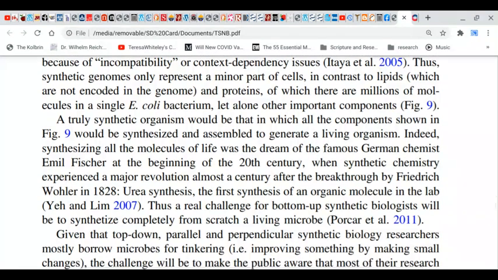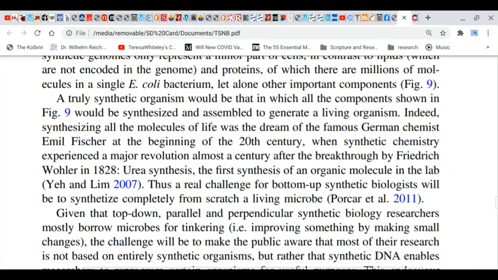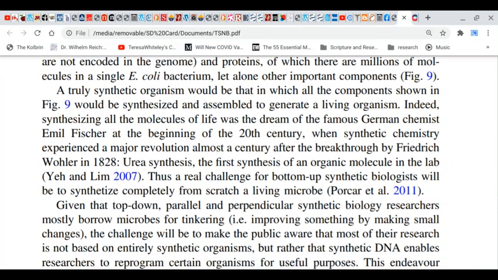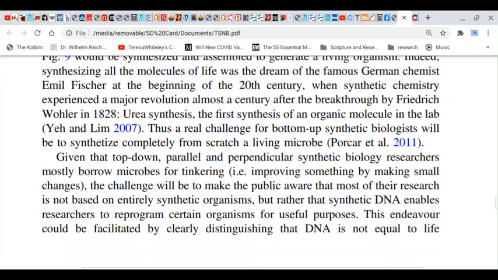Indeed, synthesizing all the molecules of life was the dream of the famous German chemist Emil Fischer in the beginning of the 20th century, when synthetic chemistry experienced a major revolution almost a century after the breakthrough by Friedrich Wöhler in 1828, urea synthesis, the first synthesis of an organic molecule in the lab. Thus, a real challenge for bottom-up synthetic biologists will be to synthesize completely from scratch a living microbe.